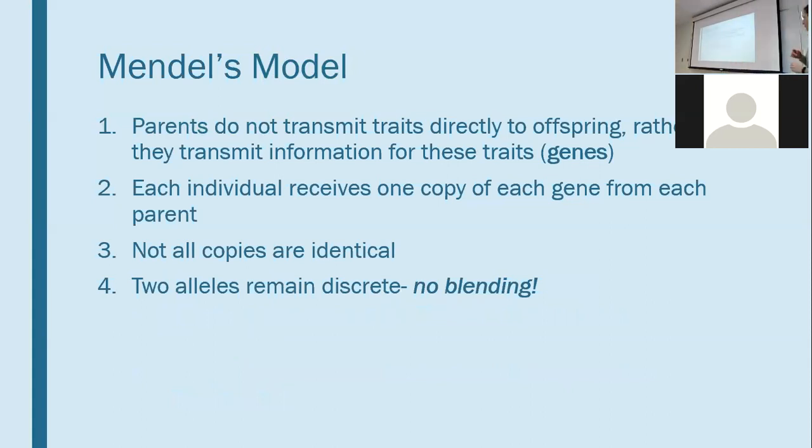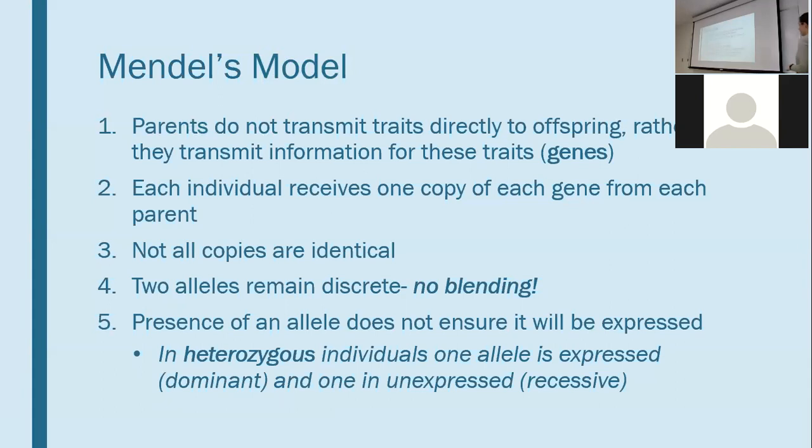So you get a copy of every gene from each parent. Those copies are not necessarily identical. And those two alleles remain independent throughout this process, right? I don't get a purple allele from one parent and a white allele from the other, and they don't come together in the nucleus and blend themselves together. That's not how genes work, right? So the two alleles remain discrete. There is no blending of traits. He was very strong on this point. Tell those Victorians there's no blending of traits.